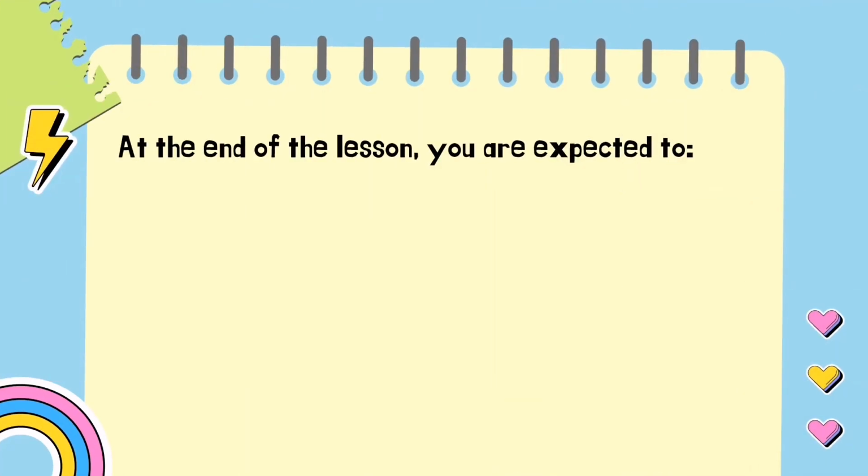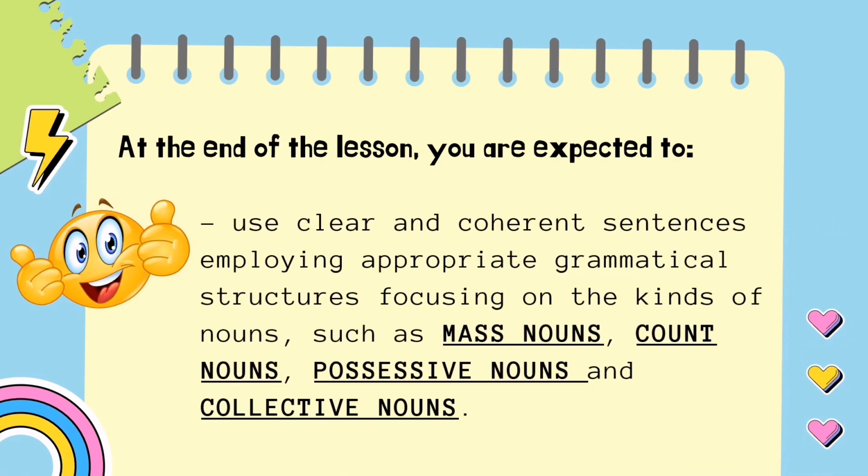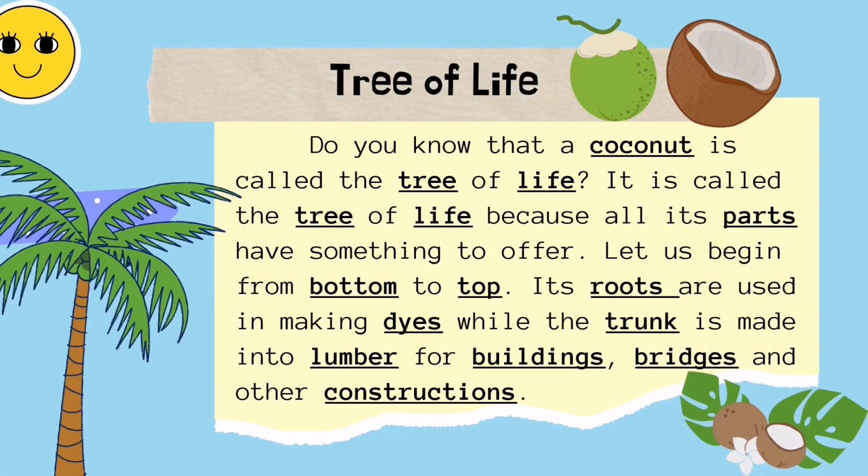At the end of this lesson, you are expected to use clear and coherent sentences employing appropriate grammatical structures, focusing on the kinds of nouns such as mass nouns, count nouns, possessive nouns, and collective nouns. Let's read the passage while paying attention to the highlighted words. The passage is entitled Tree of Life.